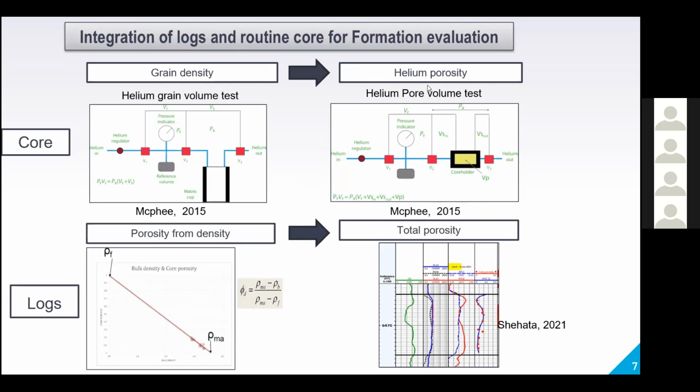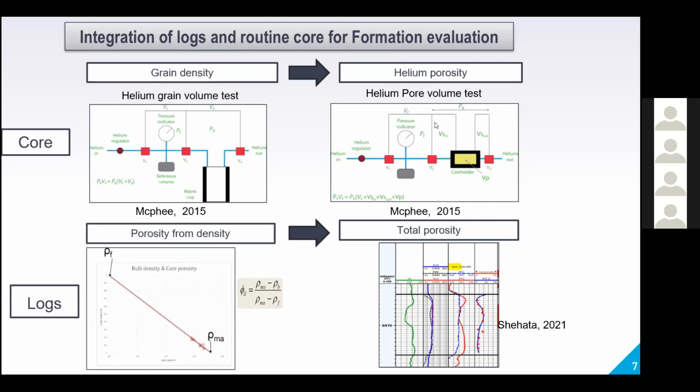Moving next to helium porosity. Why do we use helium in measuring the porosity? The helium is considered an inert gas. It doesn't react with the grains. It can move through small interconnected pores, but you should take care it moves only through the interconnected pores.